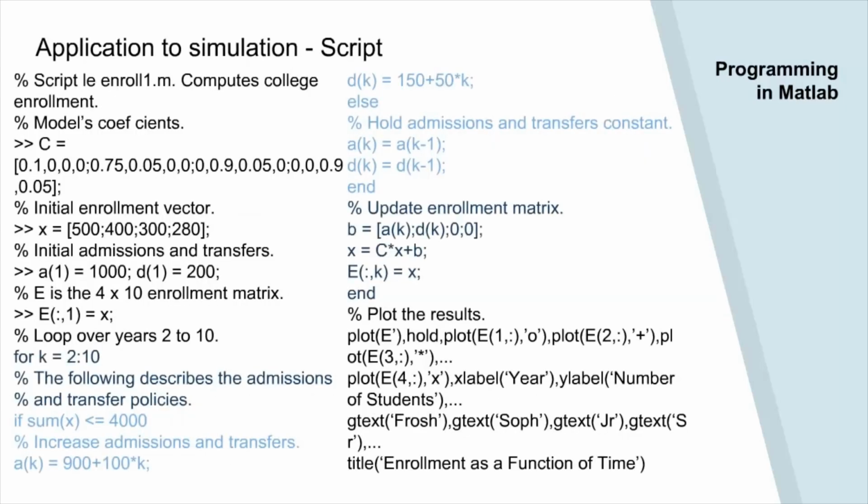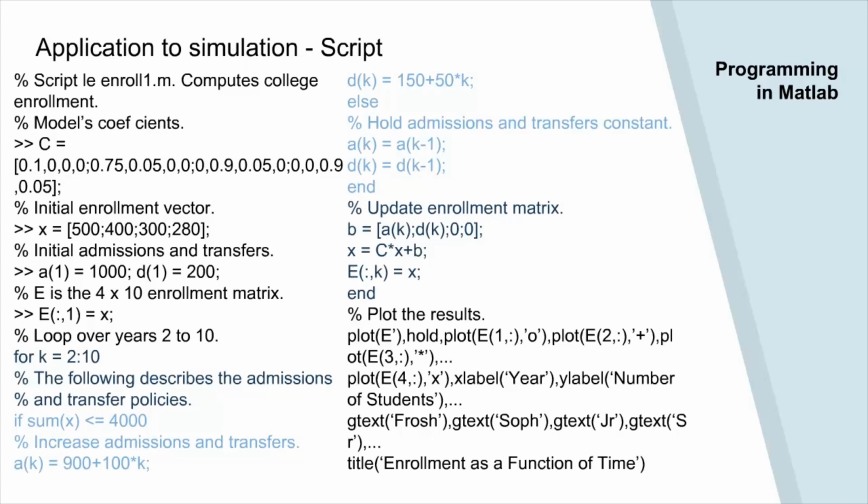The script file for the same is a pretty straightforward affair. So we have a script file that is enroll1.m where we start by defining the coefficient matrix C and the initial enrollment vector X. We define A(1) and D(1), that is the initial admission and transfers, as 1000 and 200 respectively. We update the enrollment matrix E with X and we start the loop for years 2 to 10.